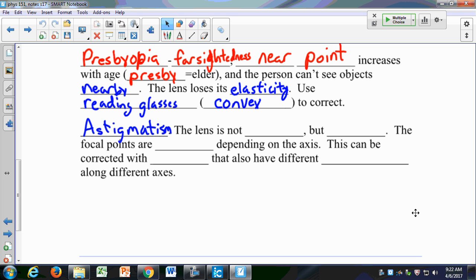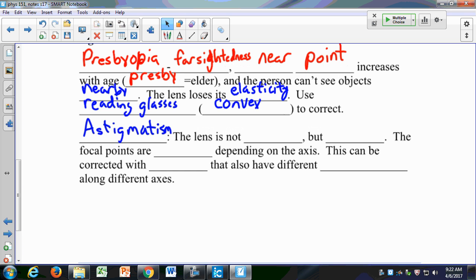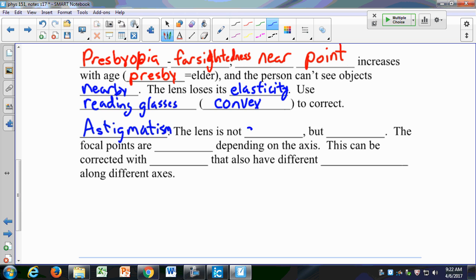Astigmatism is because the lens is not spherical, but instead it's oval. The focal points then are different depending on the axis. And this causes all sorts of issues, but you can account for it. So you have light rays coming in here on this part of your eye, and they'll focus at a certain point, and then you have light rays coming into a different part of your lens, and they'll focus at other points.